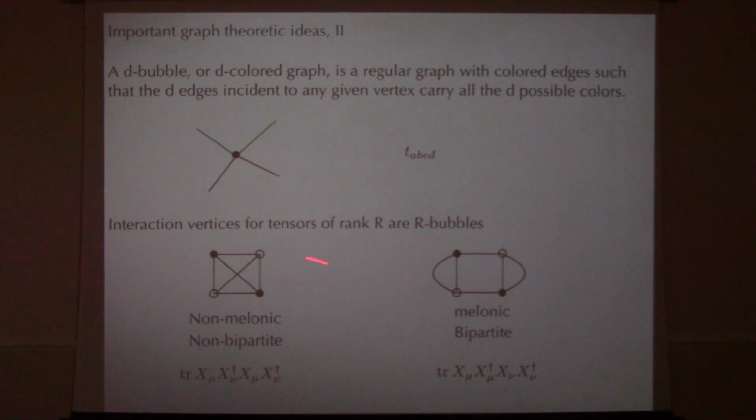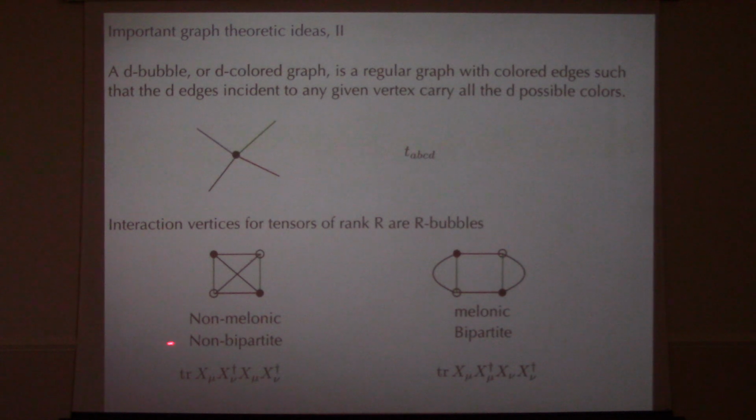So for example, this sort of interaction is the so-called non-melonic and non-bipartite. I'm going to explain this in a moment. If I write the interaction vertices in a matrix language, it would correspond to this interaction, trace of X mu dagger, X mu dagger. So X has two indices as a matrix, and mu is a third index. So that's like a rank-three tensor, if you like, but I wrote it in a matrix notation because it is convenient and nice for other purposes.